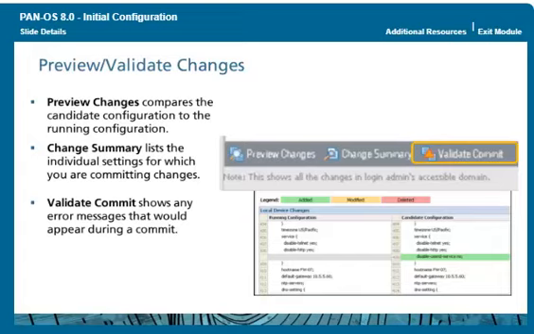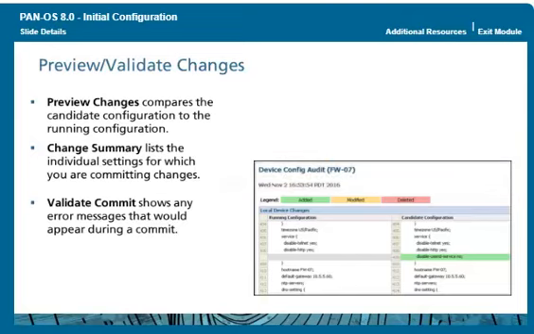Starting with PAN-OS 8.0, the Preview Changes and Validate Commit links can display all changes by all administrators or just those changes associated with selected administrators. In the example, the Preview Changes window shows only the changes made to the candidate configuration by the admin user.